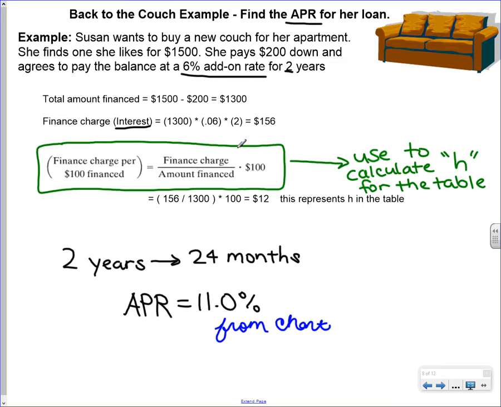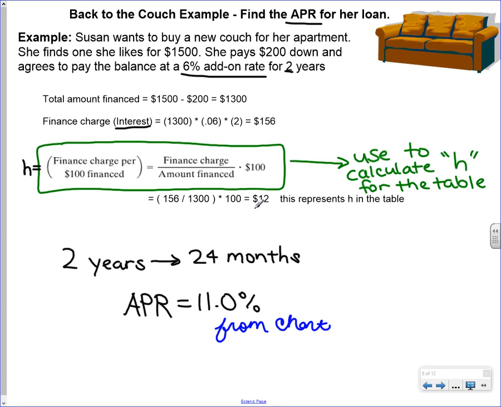So this is the formula for that. Finance charge divided by amount financed times 100. So this equals H. Should be an H equals out here. So we did the finance charge right here, right? Remember, finance charge is just the interest. So we got $156 divided by our amount financed, which was $1,300. We multiply by 100, and that equals 12.